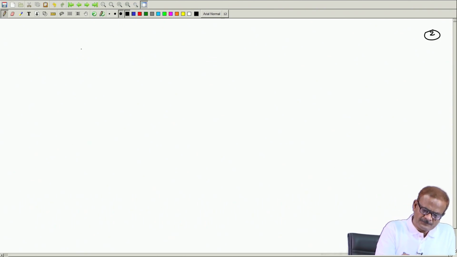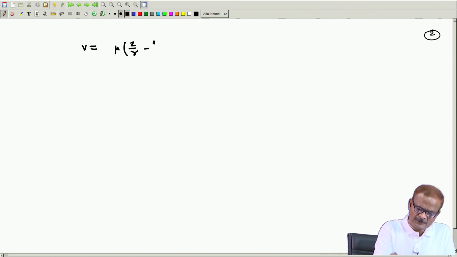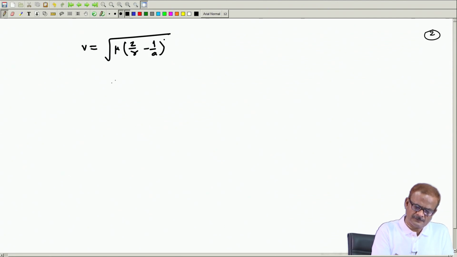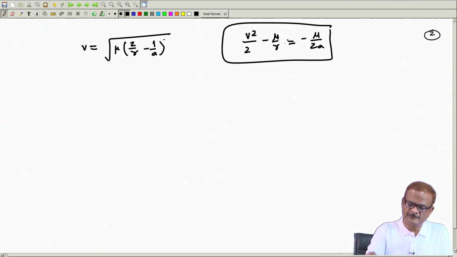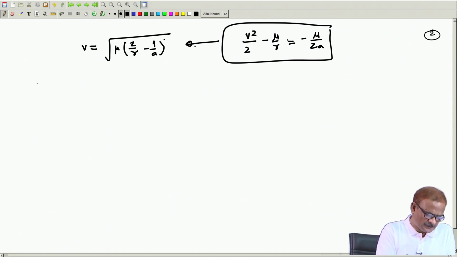Okay, so we use the equation v equals the square root of mu times (2 by r minus 1 by a). This is valid all the time, as we have derived it from v squared by 2 minus mu by r equals minus mu by 2a. From here we rearranged it and got this. So, for the velocity of the Earth and the velocity of the meteor we can calculate from this. For the meteor, first let us consider.